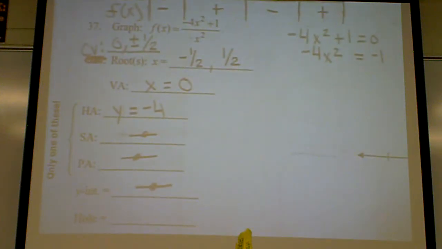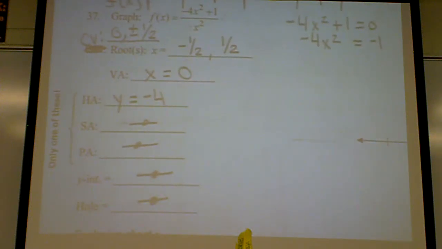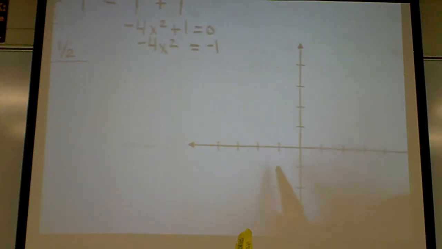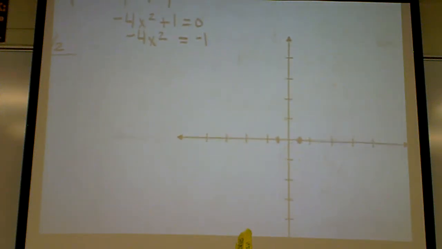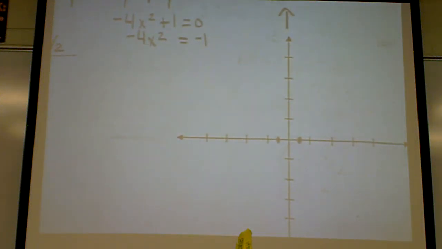And do I have a hole? No. So what can I plot? My roots at negative 1/2, positive 1/2. There's no y-intercept. We have a vertical asymptote at x equals 0 and a horizontal at y equals negative 4.